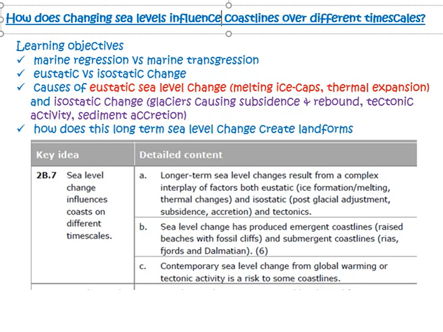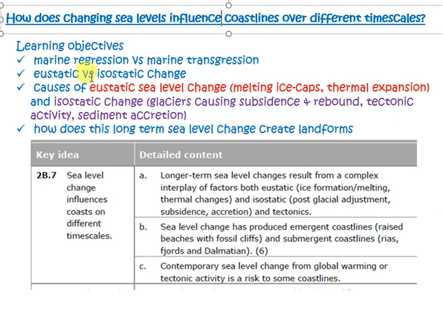Yep. Marine transgression is the opposite. So it's where the coastline is flooded and produces a submergent coast. And this is very important because whether we get an emergent coast or a submergent coast affects the type of landforms. Alright.